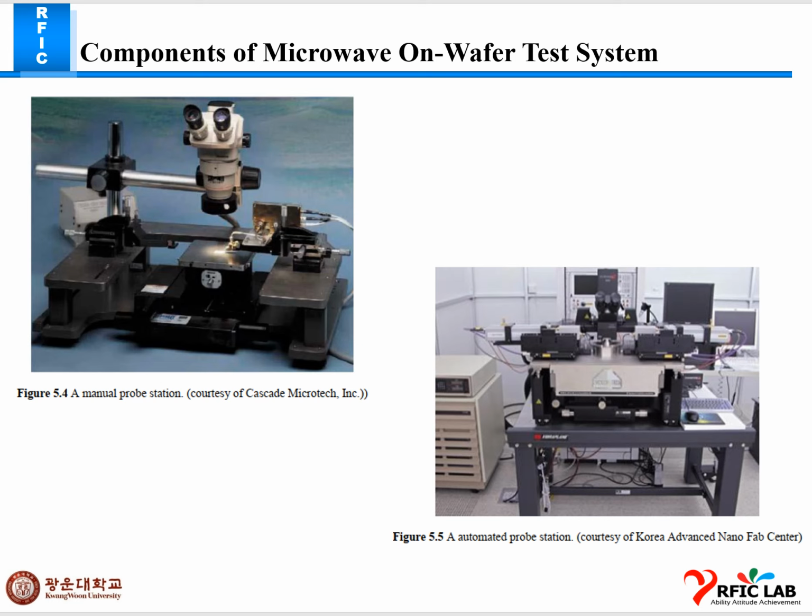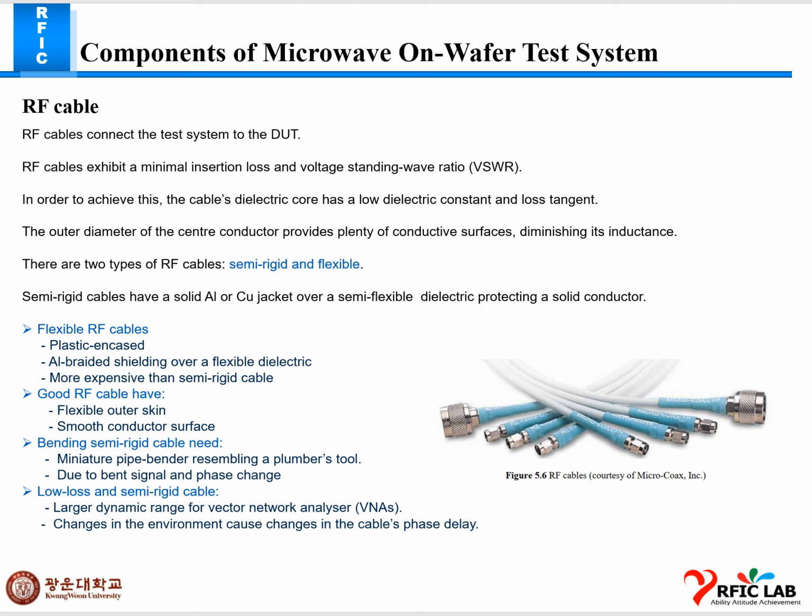Yes, this figure, 5.4, is a manual probe station. This is a picture of a manual probe station, and the other picture is of the automated probe station. The first one, 5.4, is the manual probe station, and 5.5 is the automated probe station. Another component of the microwave wafer test system is the RF cable.